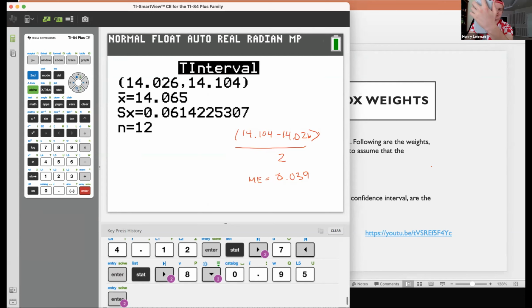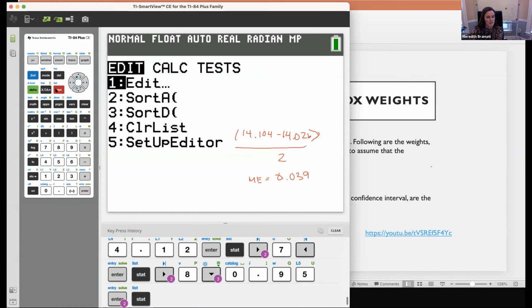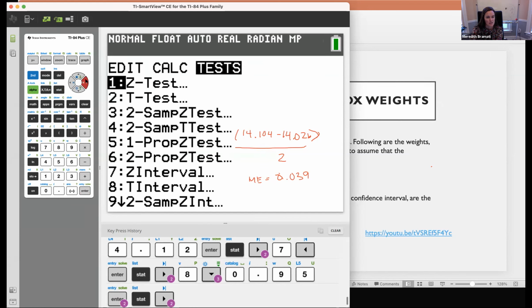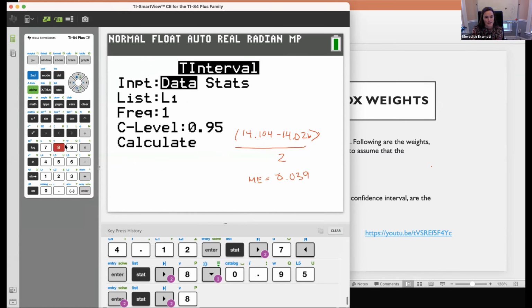That was the first time. So you don't have to put in the confidence level. Yes, you did. We had to put the 0.95. He had already put that in for his. Let me go back to my screen so you can see that I put it in. I had list 1, frequency 1, or that could be blank, but the confidence level is important, and it was 0.95 from the problem.